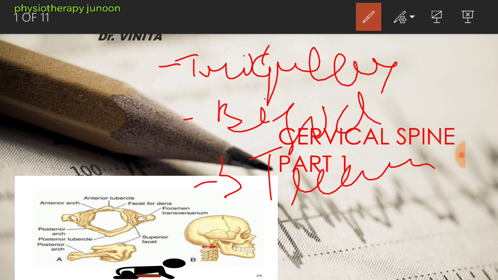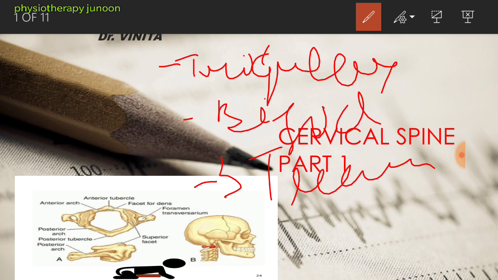Each lateral mass contains a superior articular facet for articulation with the occipital condyles and an inferior articular facet for articulation with C2. So here we understand that the superior articular facets articulate with the occipital condyles, and on the inferior side there is C2, so the inferior articular facets articulate with C2.